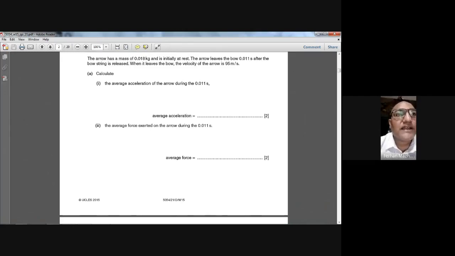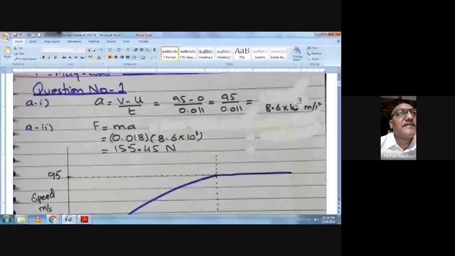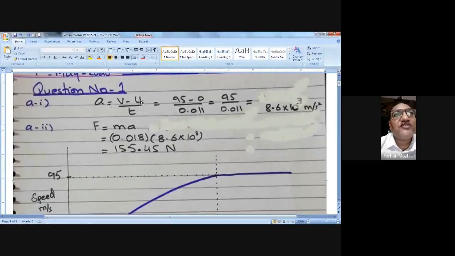It's a 2-mark numerical. I have done this on a paper. Let me show you that. On your screen, you can see question number 1, first part. a equals v minus u divided by t, equals the final velocity 95 minus the initial velocity 0, divided by the time taken for this change, 0.011, equals 95 divided by 0.011, equals 8.6 × 10^3 meters per second squared. It's a 2-mark numerical. I hope that you have understood it.